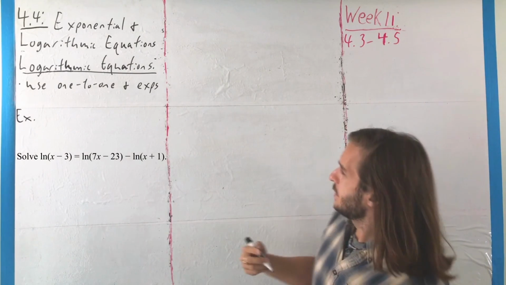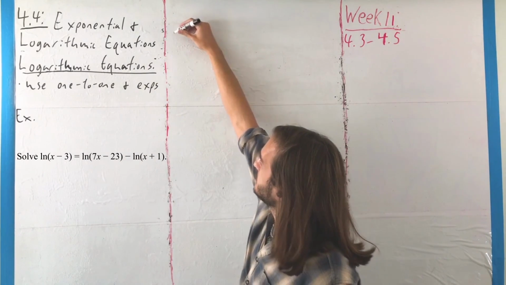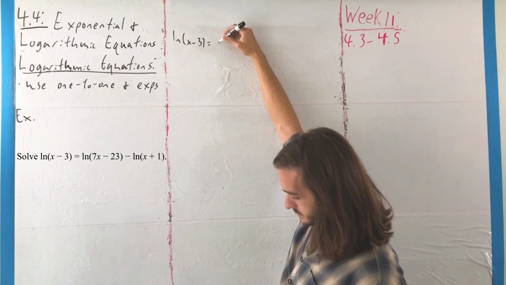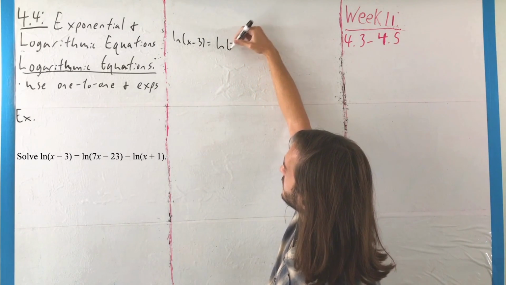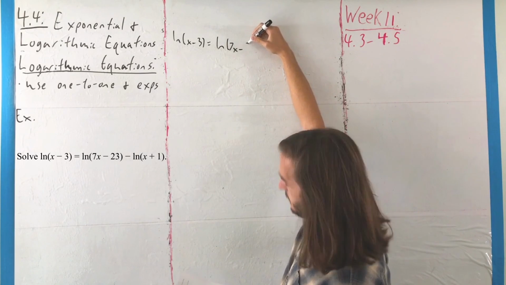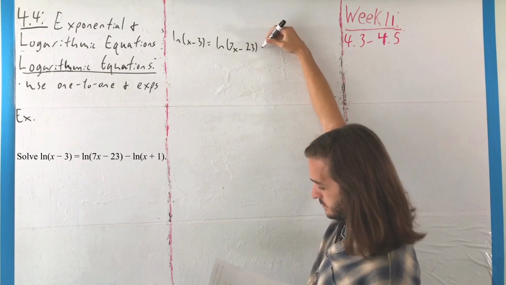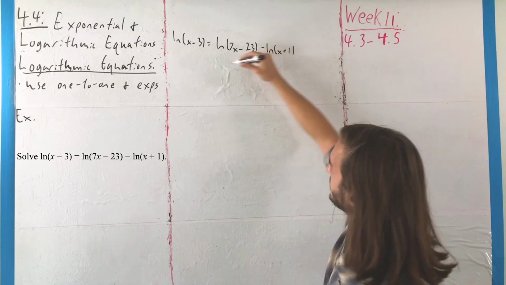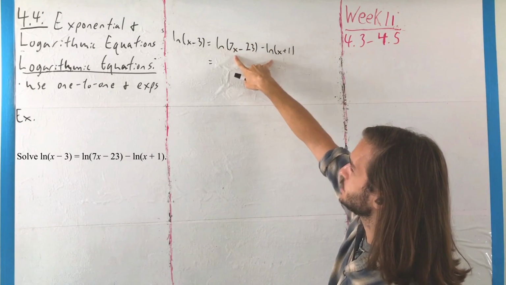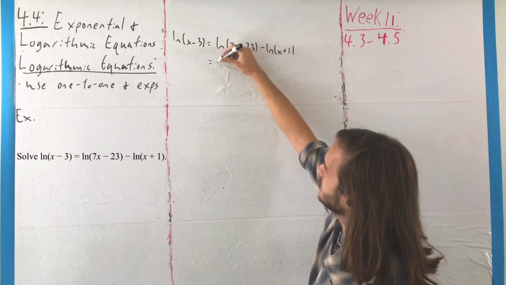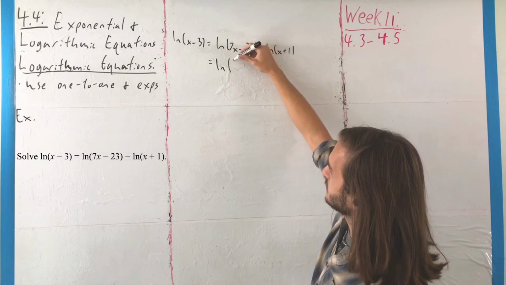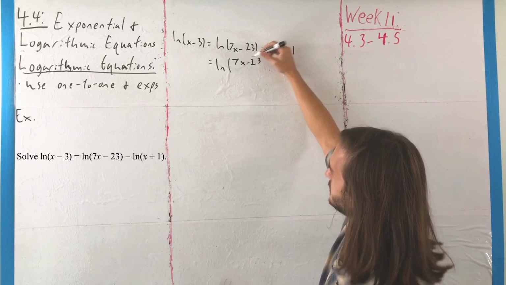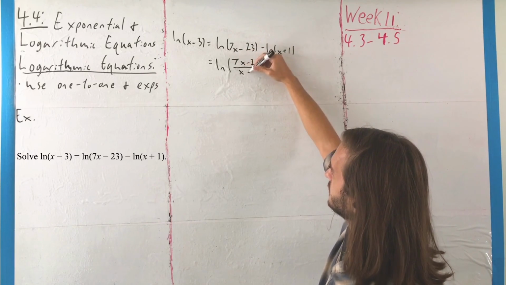Where here, what we have is the natural log of x minus 3 equals the natural log of 7x minus 23 minus the natural log of x plus 1. So we're going to take these two, use the quotient rule, and bring them together as the natural log of 7x minus 23 over x plus 1.